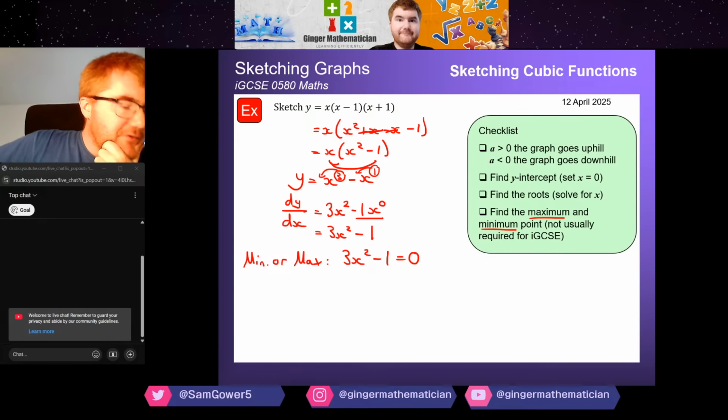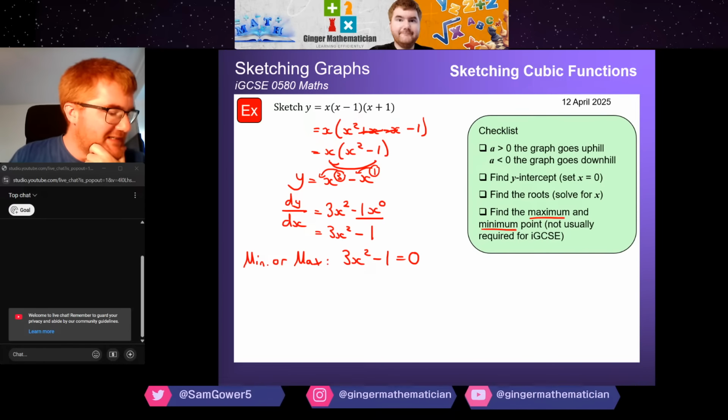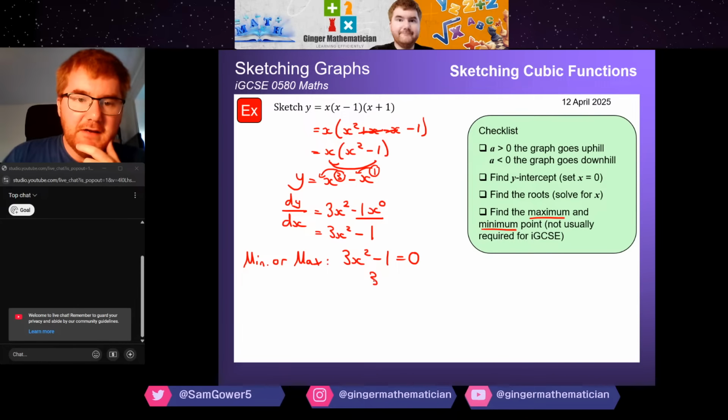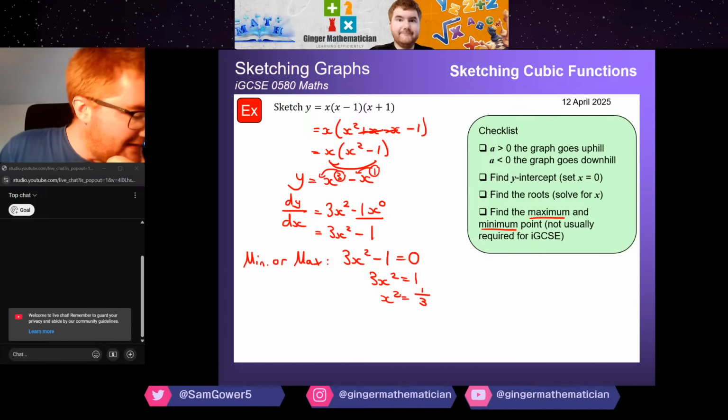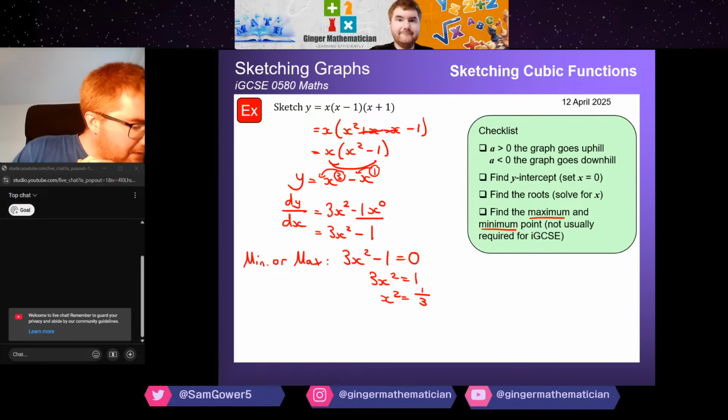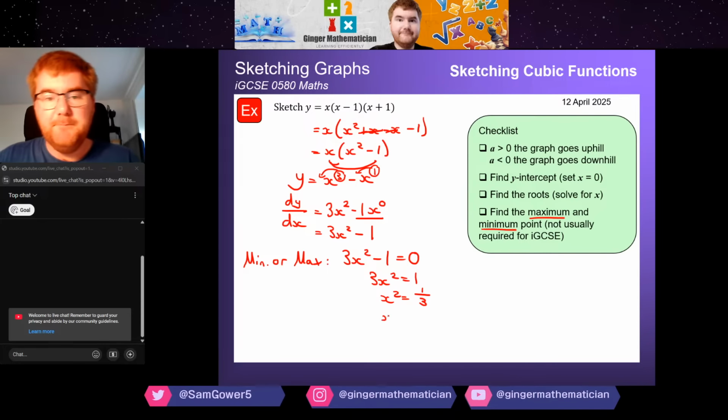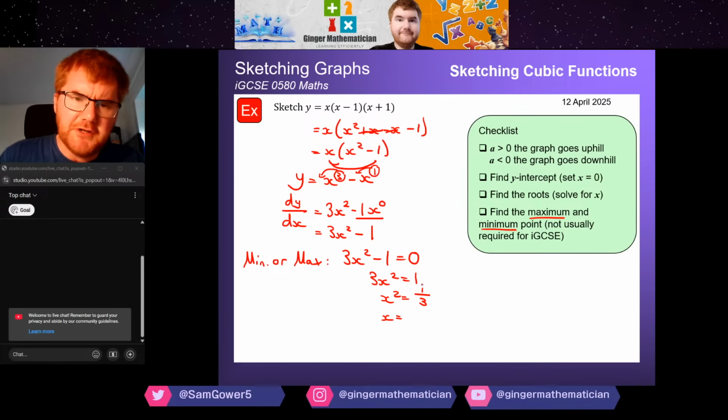Okay, so we've got our square root of 1/3. Can we be a little bit more specific here? So I agree, 3x squared is equal to 1. X squared is equal to 1/3. Good, plus and minus. Thank you, Hassan. Really well done. So we've got the plus and minus the square root. That makes a big difference for this kind of question.